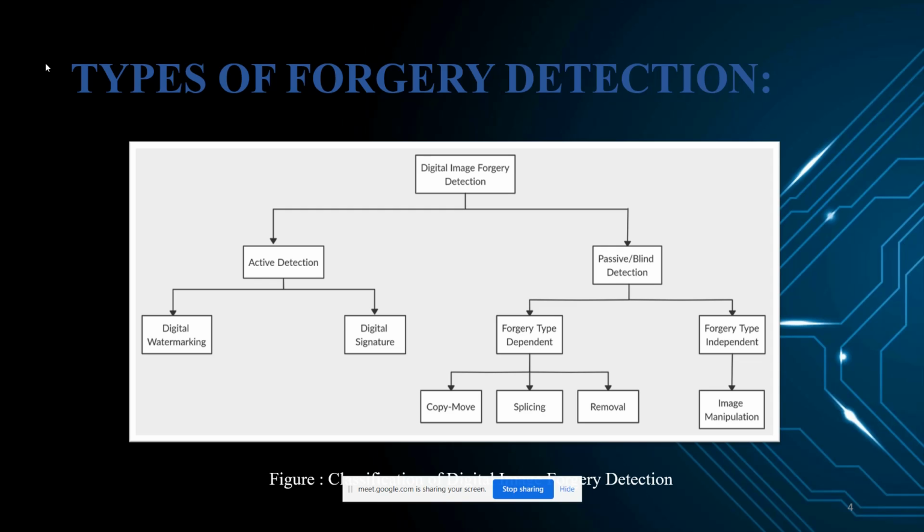And digital signature is equivalent to a handwritten signature, in which it possesses a key or a signature. Next, let us look at the digital watermarking. This method is based on an active technique for image forgery detection. Generally, it makes use of data hiding. Next, let us look at the passive detection.